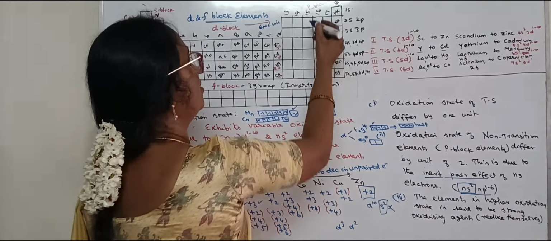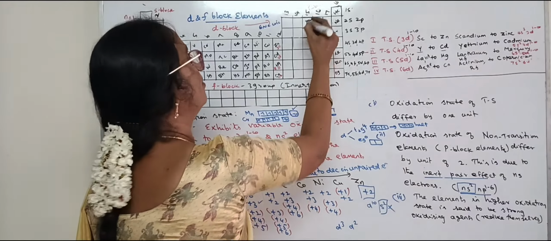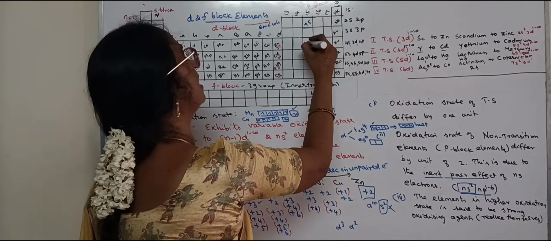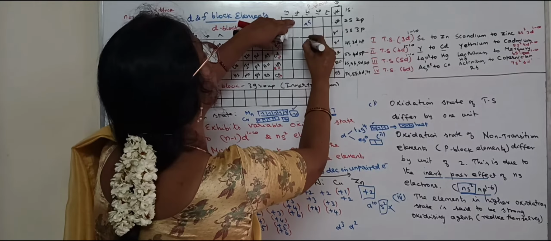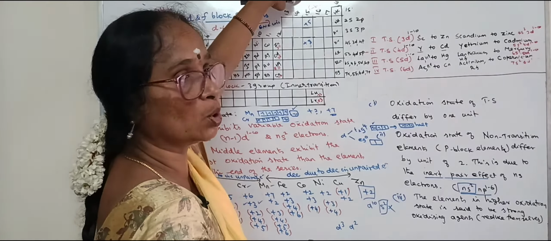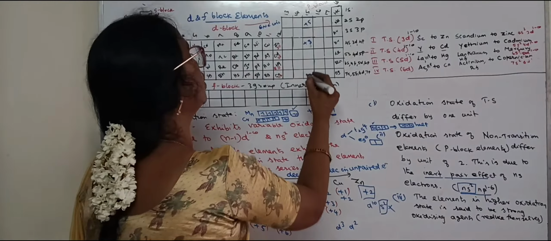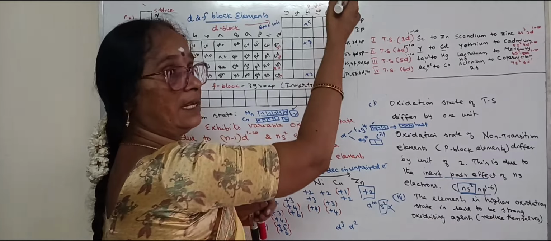For example, if I consider the 15th group elements, they will have the +5 state and the +3 state. The +5 state will be more stable at the top of the group. But when you go down the group, the stability of the +3 state increases.